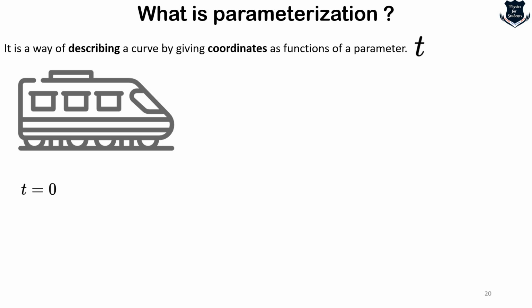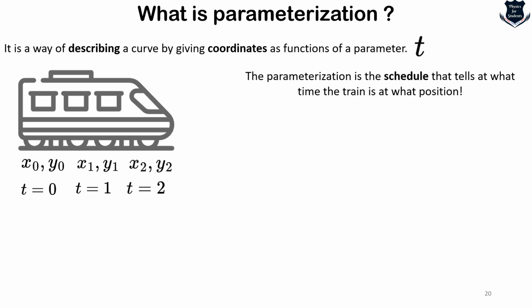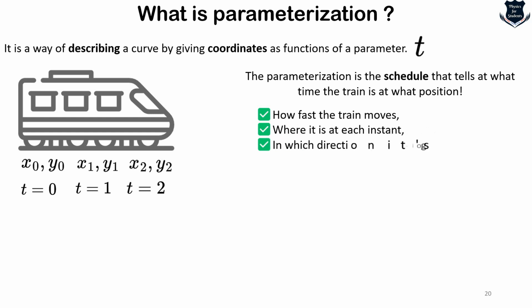For example, at time t0, the train is starting at a point x0, y0. As we move ahead from time t0 to t1, the train moves to a new position x1, y1, and at time t2, it is somewhere at x2, y2. So the curve is traced as time follows. So here we can say that parameterization is a kind of schedule that tells what time the train is at what position. So the track is the shape, the geometry.